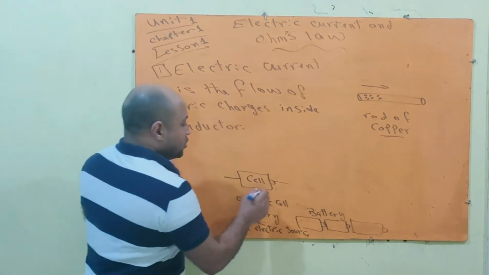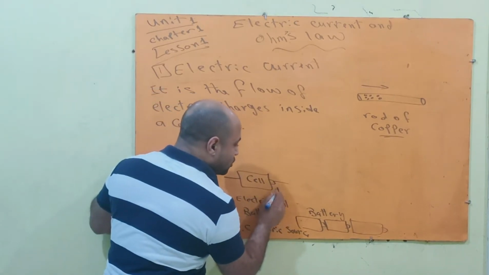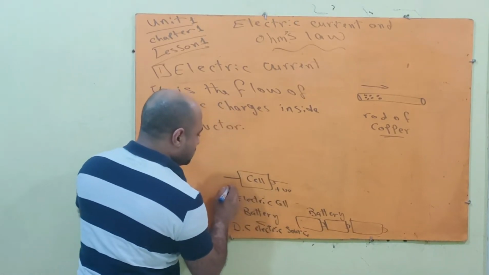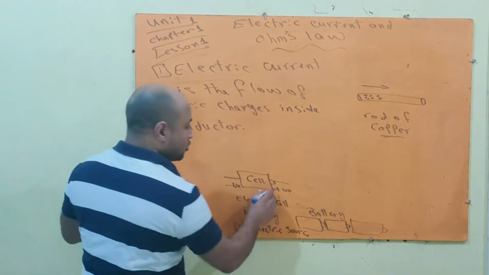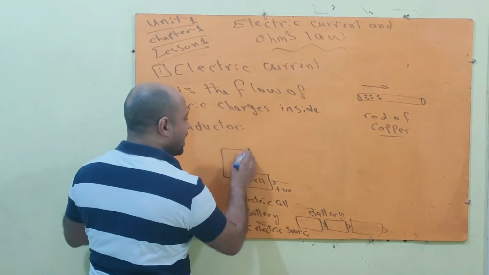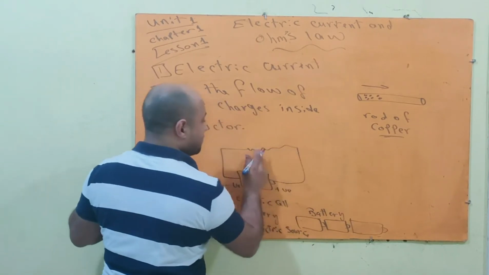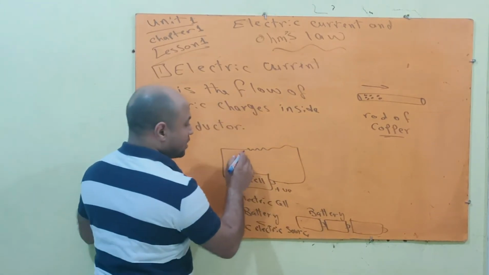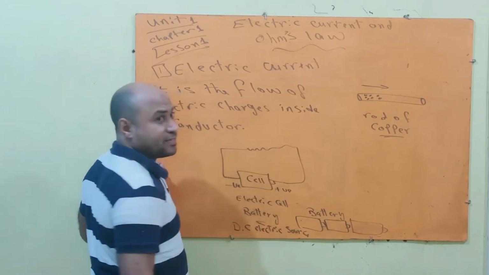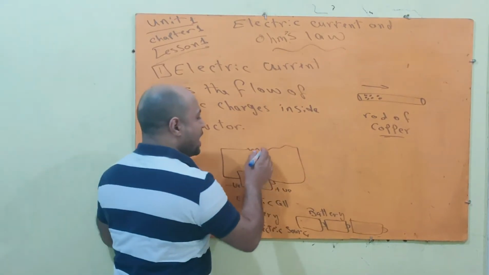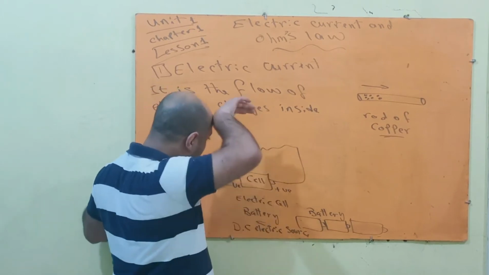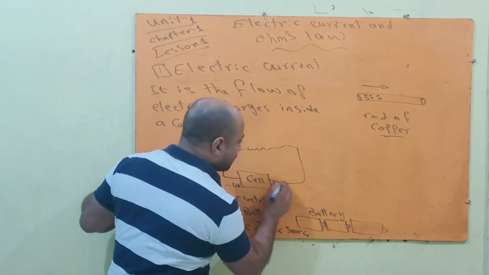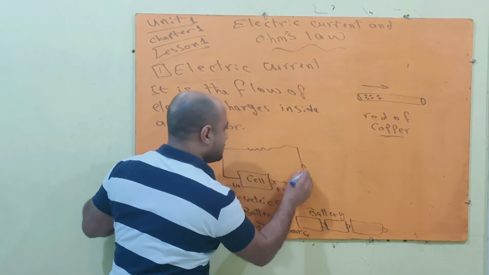Okay. You have learned before that this part is called positive pole and this part is called negative pole. So we have a cell, positive pole and negative pole, and we have a conductor, for example. This is called resistance, like a lamp or radio cassette, whatever. Okay. So the current flows from positive pole towards negative pole in this direction.